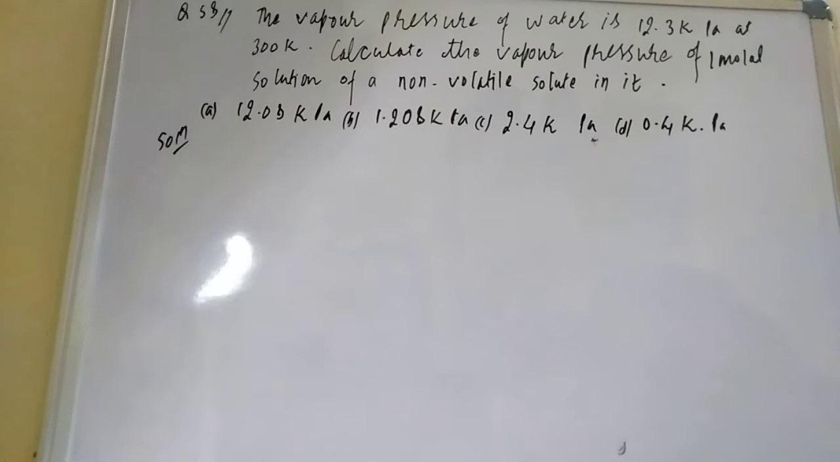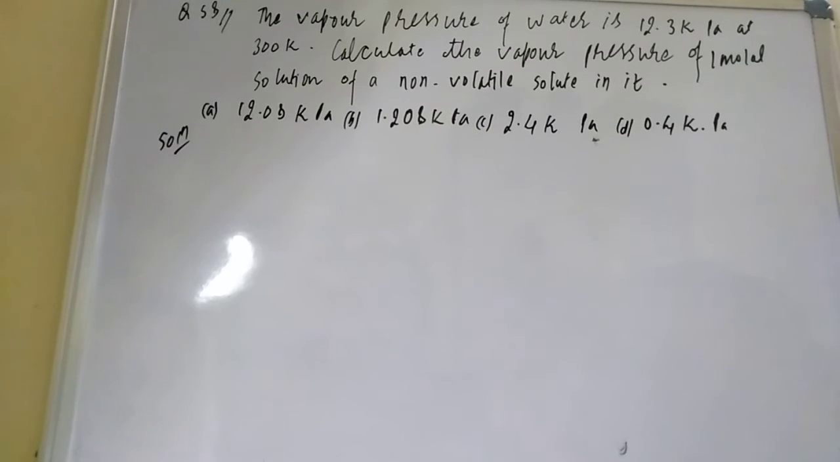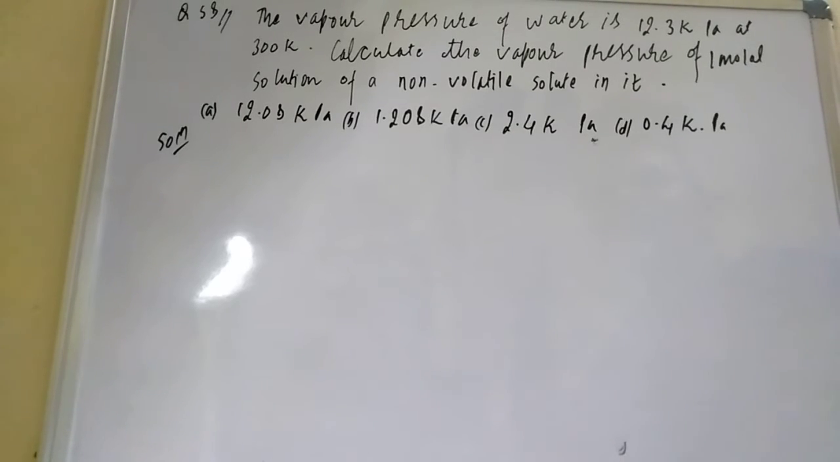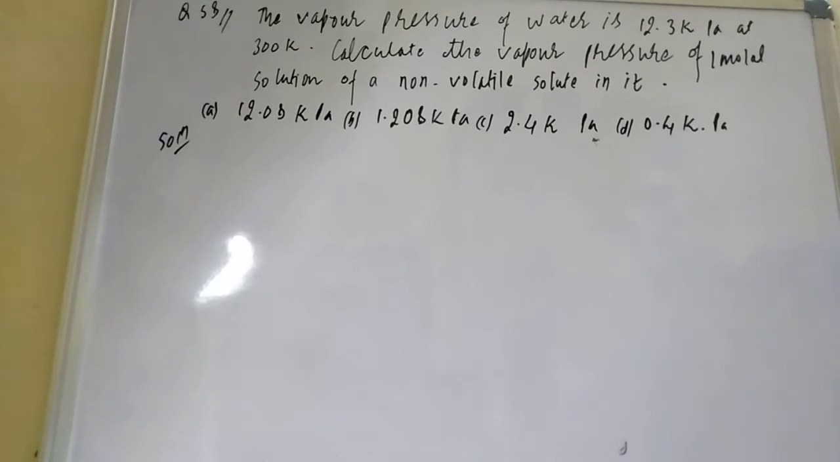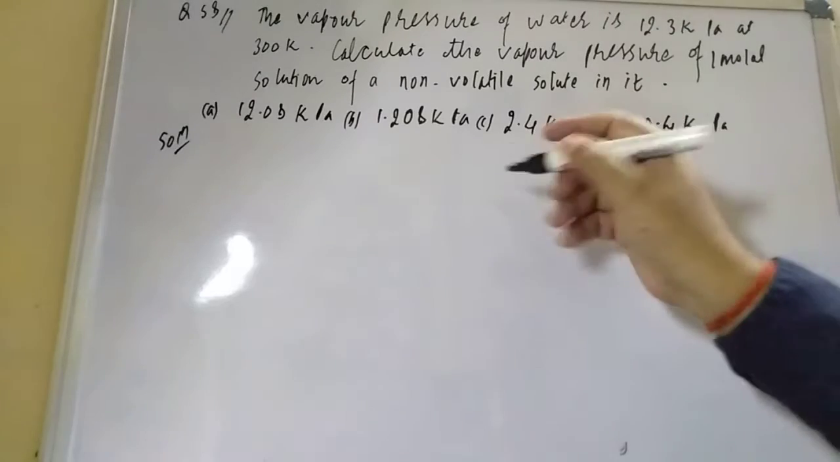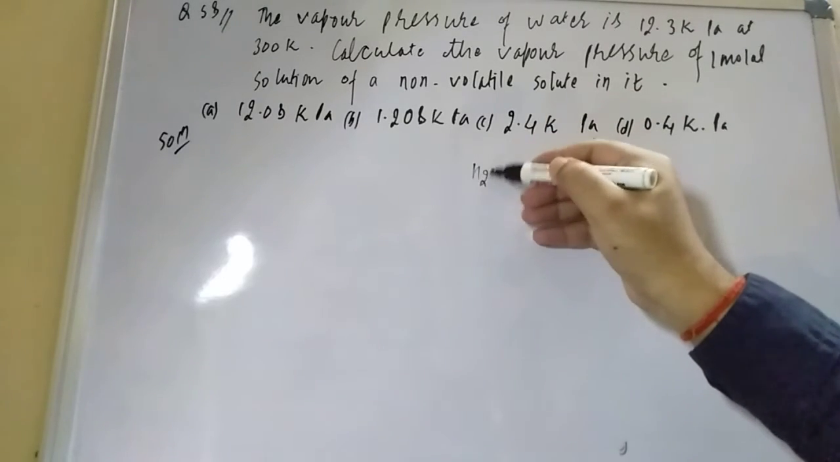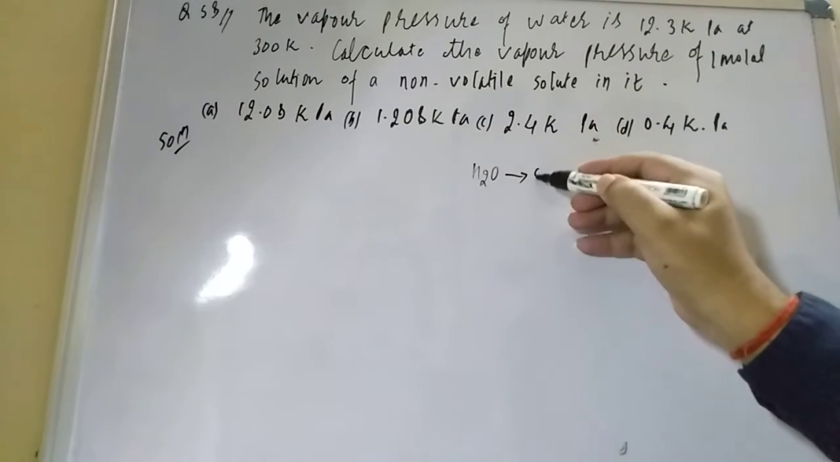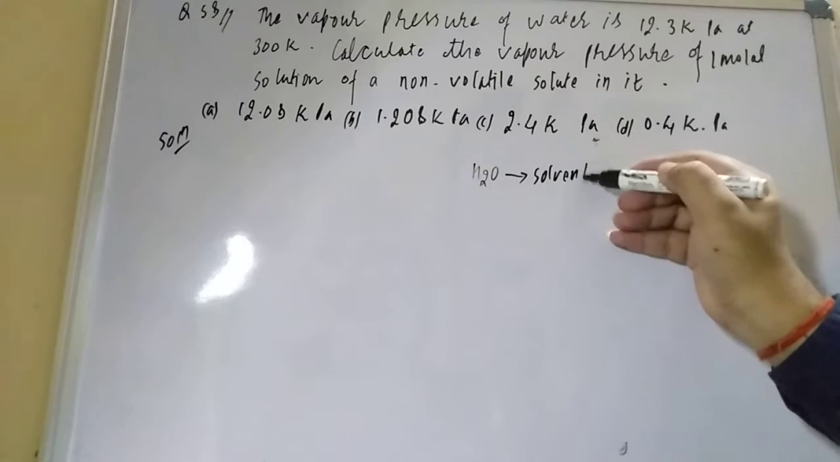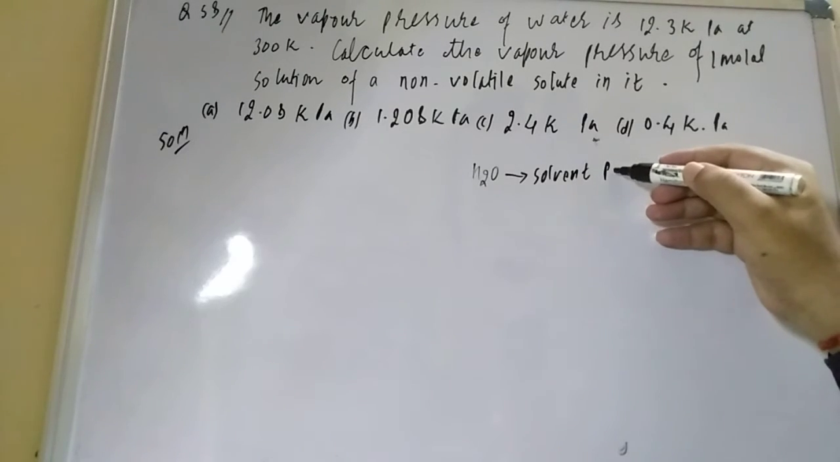Hello, this is question number 58 from the Narayana book. Let us see what question number 58 from the solution chapter is. The vapor pressure of water is 12.3 kilopascal. When we are talking about water, this is H2O, and water will be the solvent.